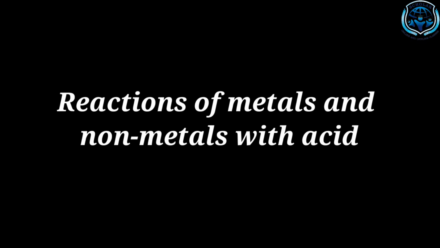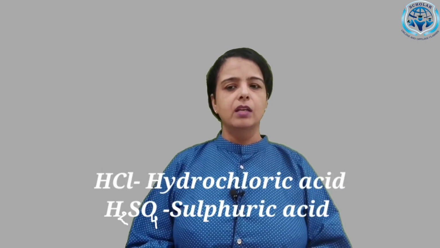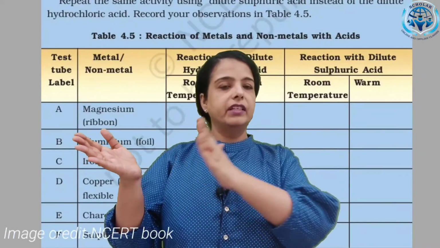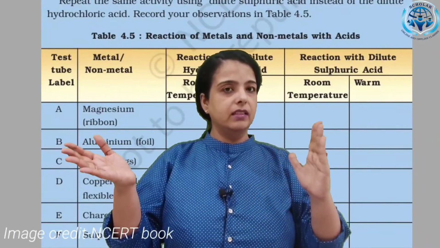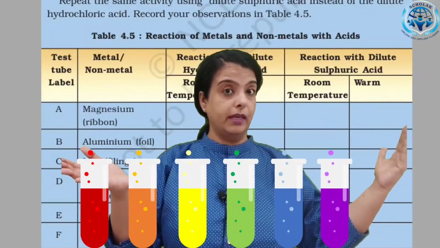Reactions of metals and non-metals with acid. You must be familiar with acids like HCl, hydrochloric acid, H2SO4, sulfuric acid. So now we will discuss the reaction of metals and non-metals with acids. Now we will do some experiments. Take a number of test tubes and add metals and non-metals according to the table given in your textbook. In different test tubes, you will add metals, and in some test tubes you will add non-metals.